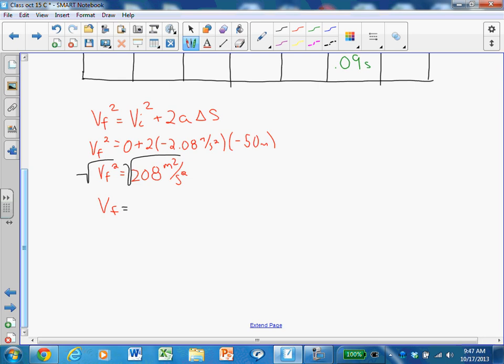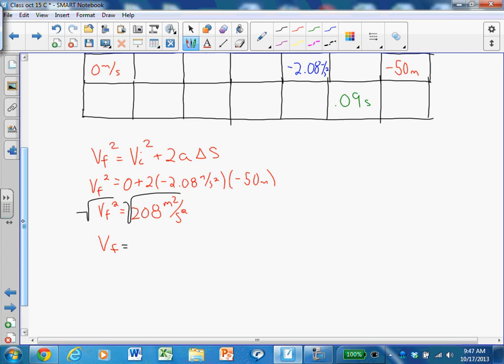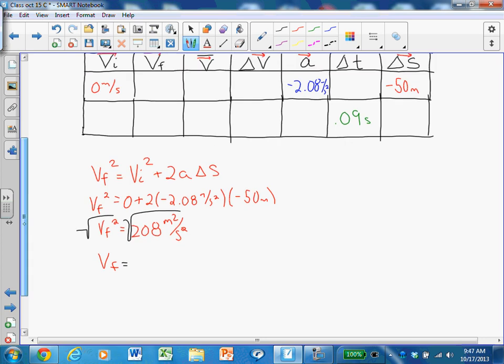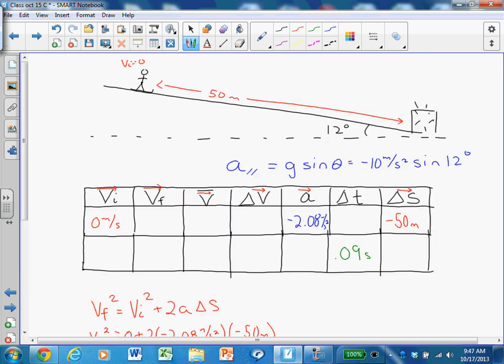Because both of those would satisfy the condition. Negative 14.4 squared is 208. Positive 14.4 squared is also 208. So which one is it? Positive? Well, let's think. What direction? It would be negative, right? Because it's going downhill. So negative 14.4 meters per second.